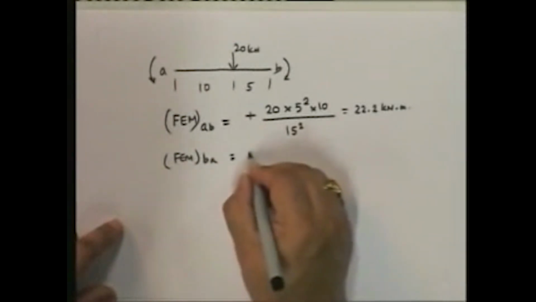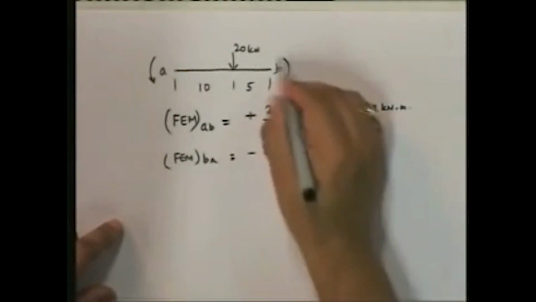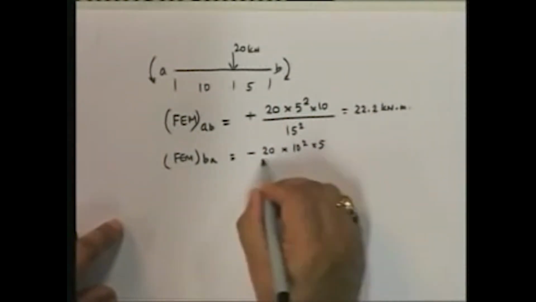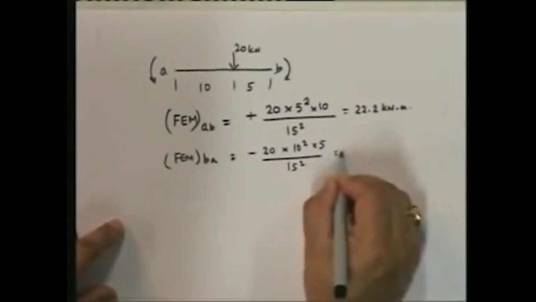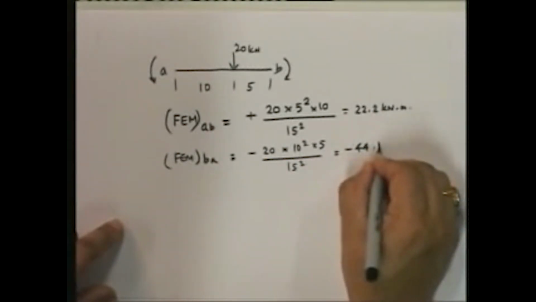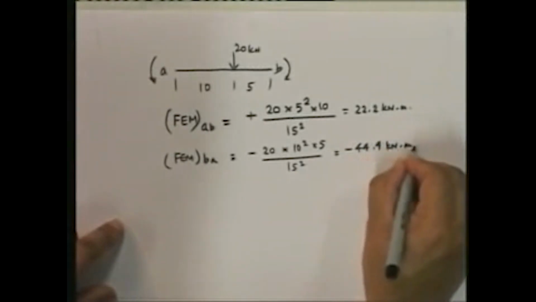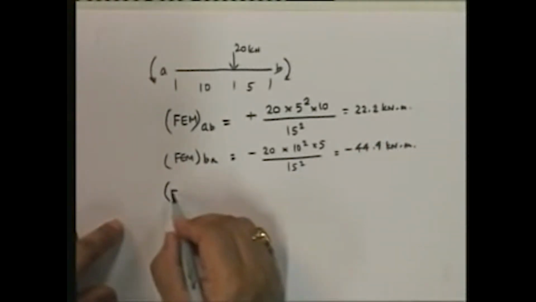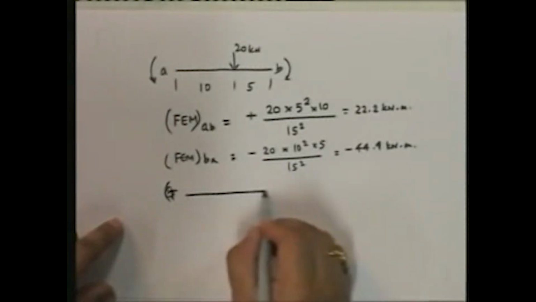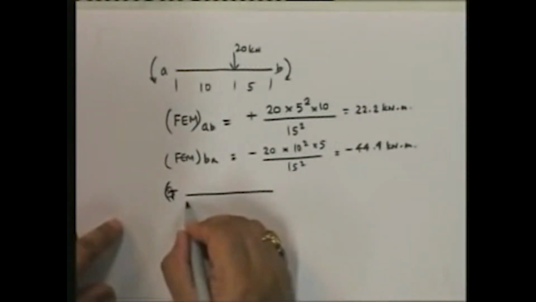BA is going to be minus 20, it's negative 20 into 10 squared into 5 upon 15 squared, which is going to be equal to minus 44.4 kilonewton meter. Okay, now let's look at what happens in BC.